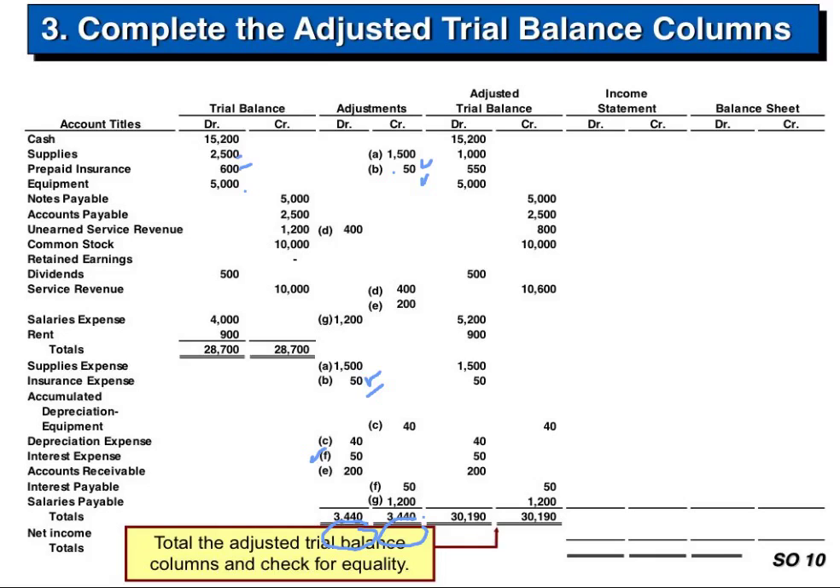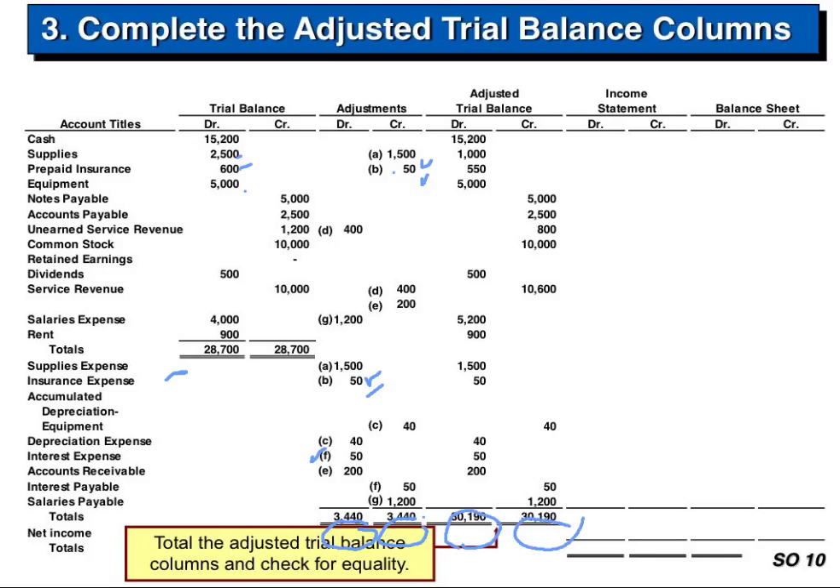Down here, we've opened up new expenses that were not there before. This was our trial balance up to here. Well, here's supplies expense, so it's moved over here to the expense column. Insurance expense, accumulated depreciation, interest expense, accounts receivable, and so on. So now we add up the debits and we add up the credits to make sure that they are balanced.